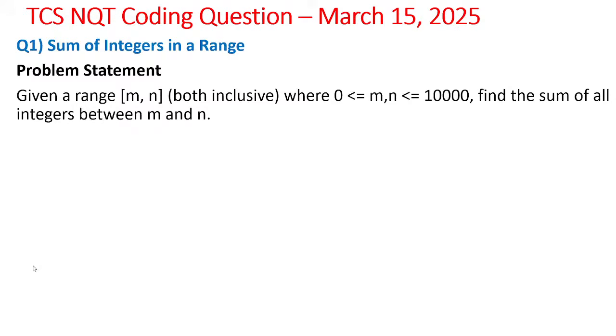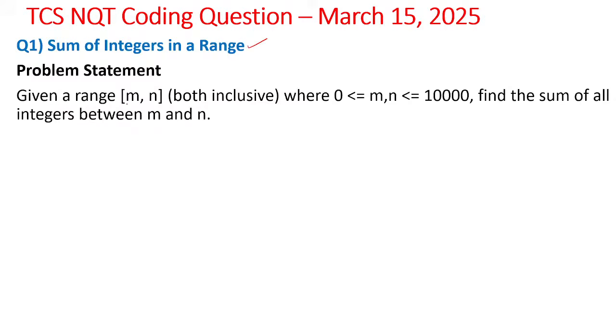Yeah. So what we do is today we'll go with the March 15, 2025 TCS NQT coding exam questions. We'll try to solve some of the questions asked on March 15 shift 1 and shift 2. Okay, and this is the first question. Question number 1 asked is sum of integers in a range. Okay, so the problem statement is given like this.